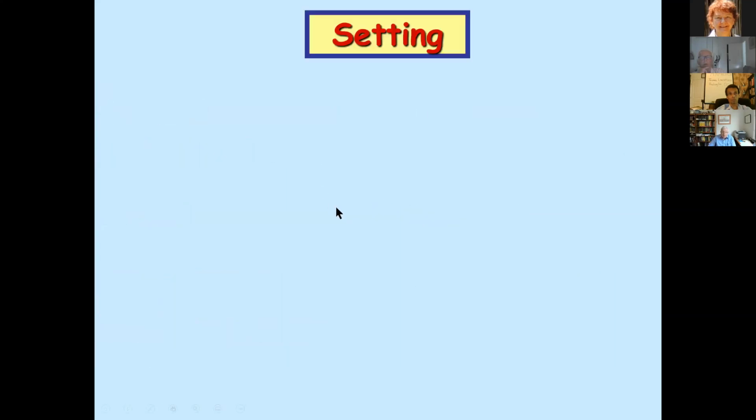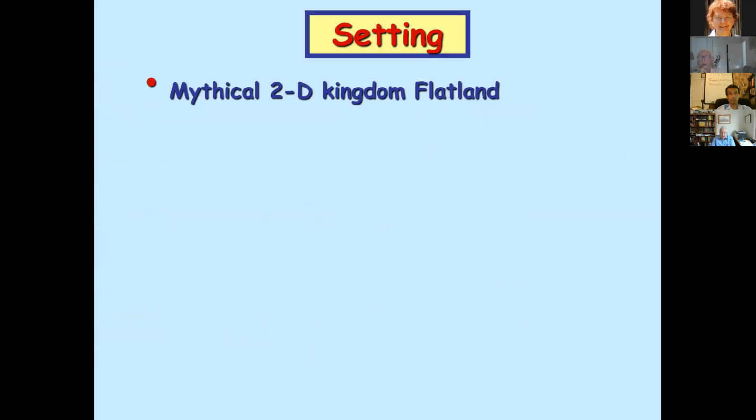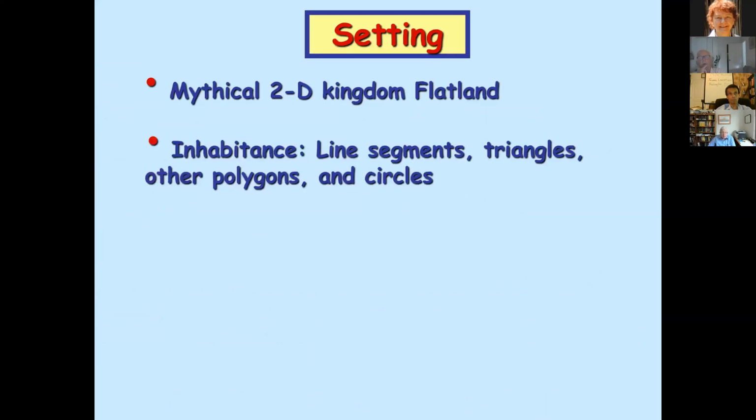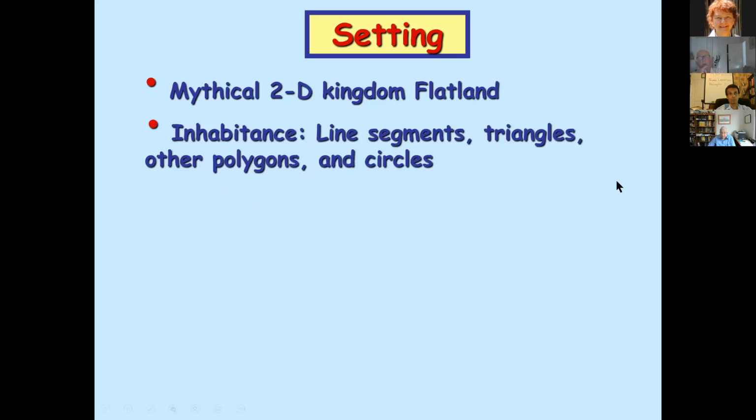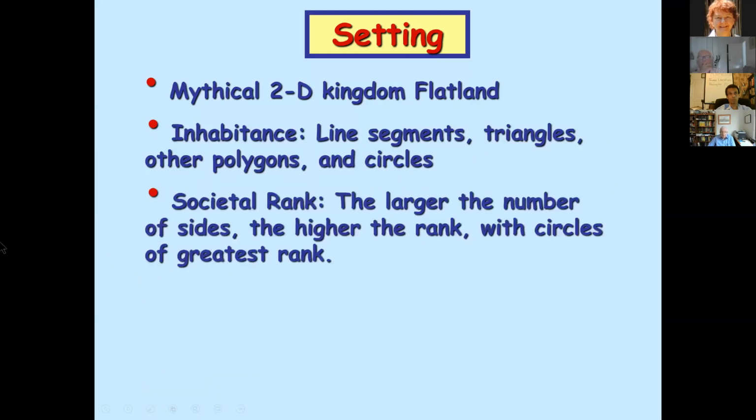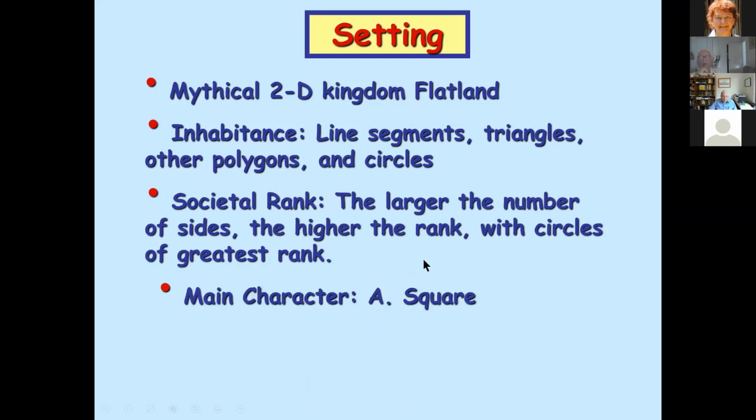The setting for this book is a mythical 2-dimensional kingdom called Flatland. The inhabitants are line segments, triangles, polygons, and circles. And there's a caste to the society. The larger the number of sides, the higher the rank. And of course, circles have the highest rank since they are the limit of polygons. The main character is A Square, which is the pen name for Edwin Abbott.